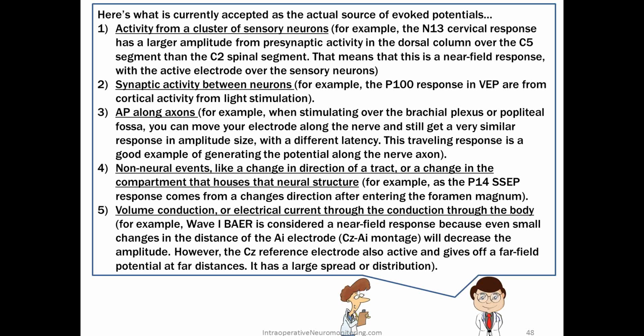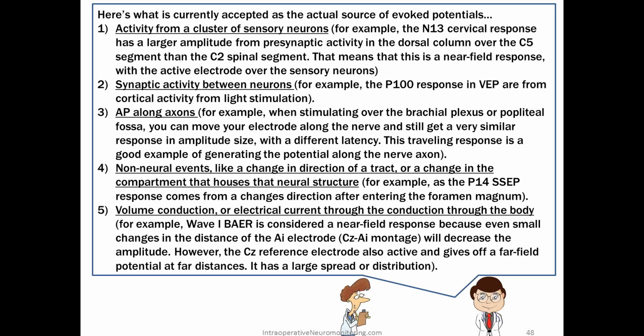Number two is synaptic activity between neurons. So for example, in visual evoked potentials, the P100 responses are from cortical activity from light stimulation. So this is synaptic activity of neurons. The third is the action potential along an axon.